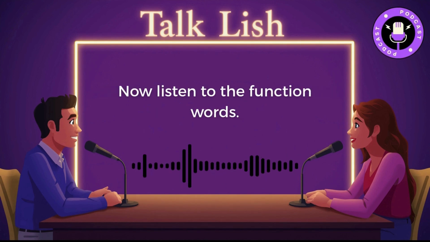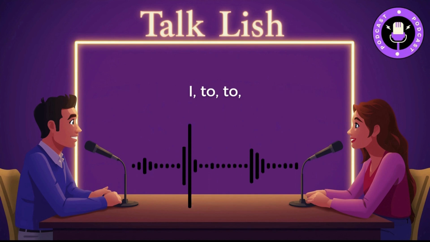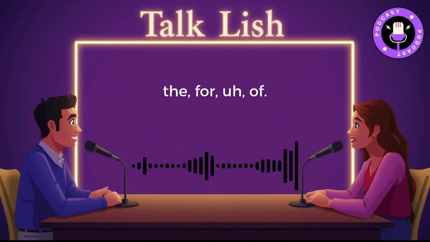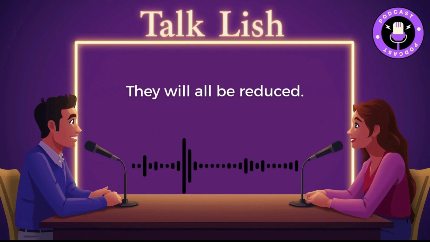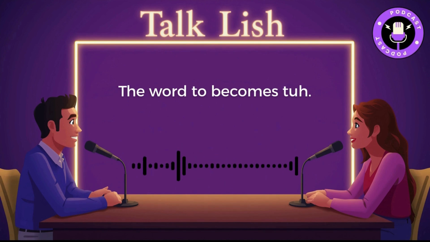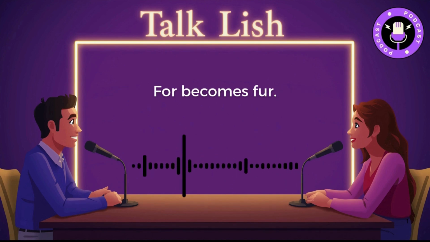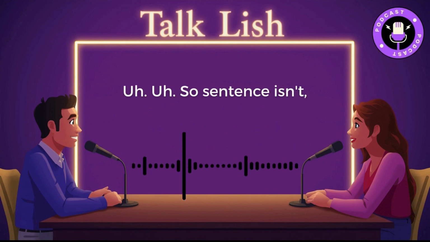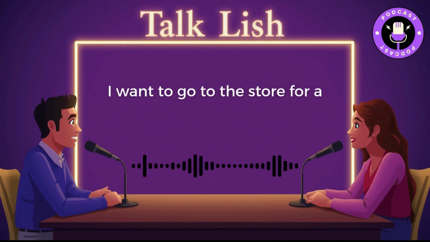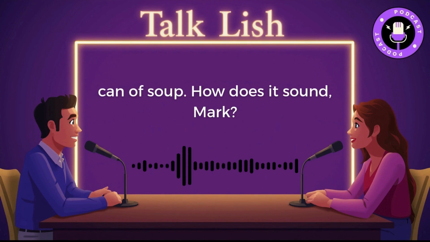Now listen to the function words. I, to, the, for, of. They will all be reduced. The word "to" becomes "ta." "For" becomes "fur." "Of" becomes "uh." So the sentence isn't "I want to go to the store for a can of soup."